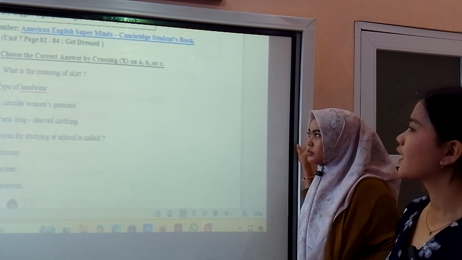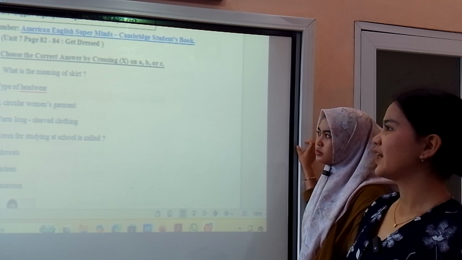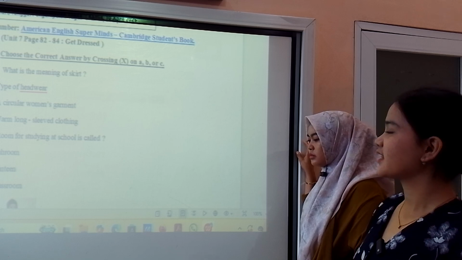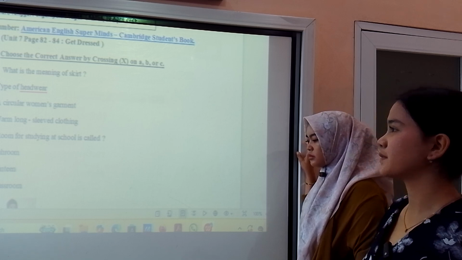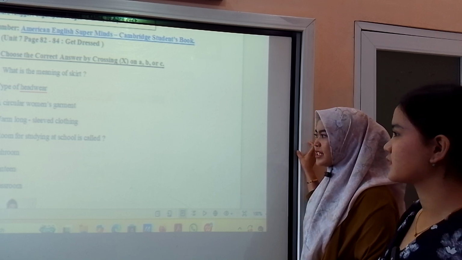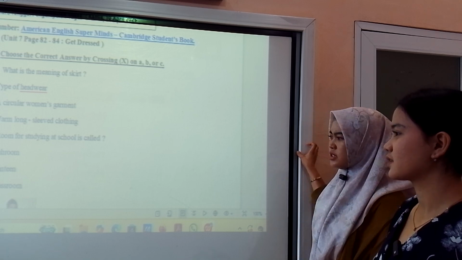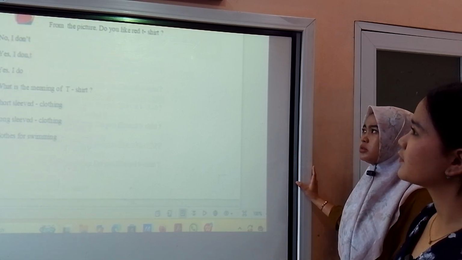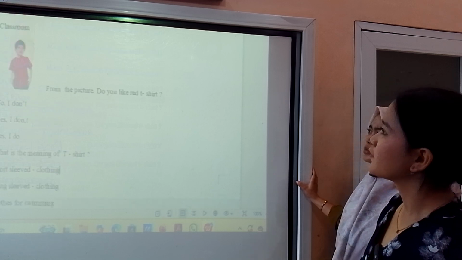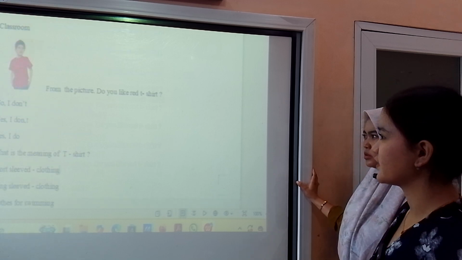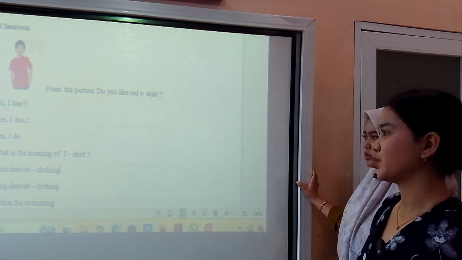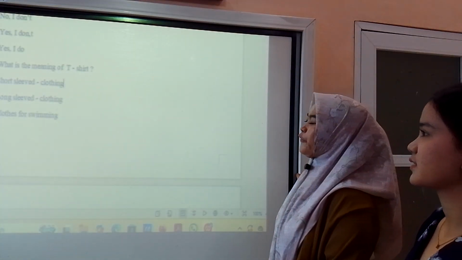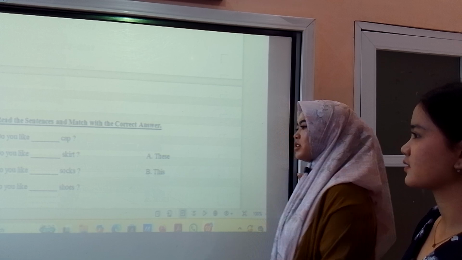Okay, number one, Miss Sonia. English. What is the meaning of skirt? Skirt is B, a circular woman's garment. Next, Miss. Room for studying at school is called C, classroom. Number three. From the picture, do you like red t-shirt? The answer is yes, I do. What is the meaning of T-shirt? Short sleeve clothing.